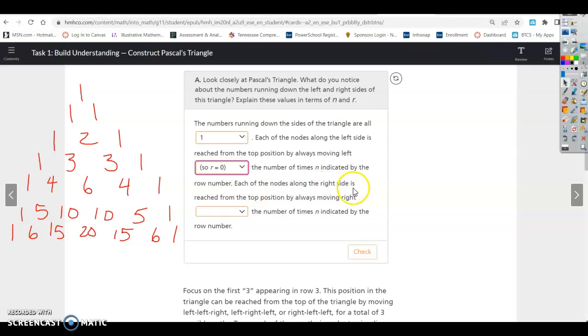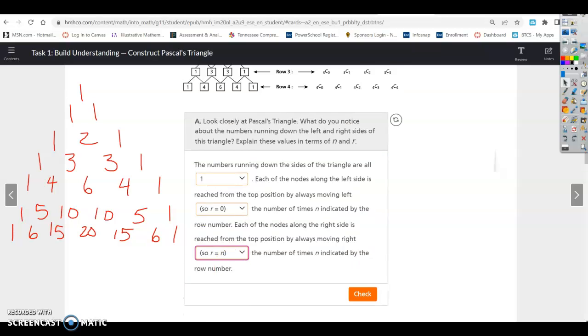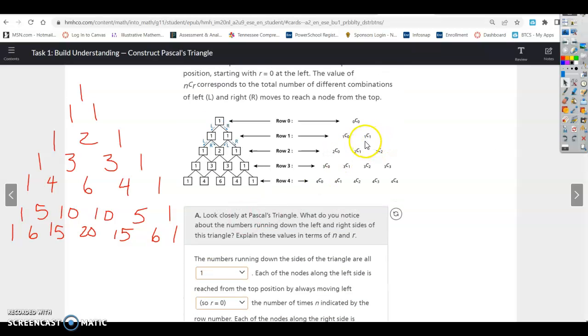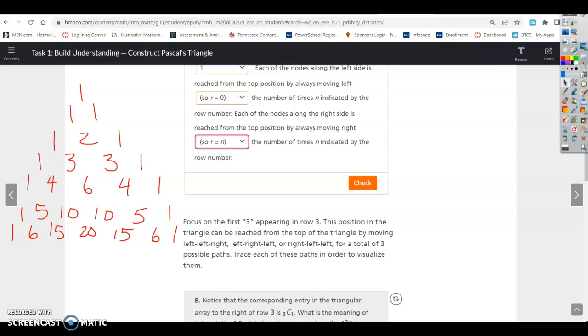Each of the nodes along the right side is reached from the top position by always moving right. Okay, when you move to the right, r equals n. And you can see this up here. This one's 1, 1, 2, 2, 3, 3, 4, 4. So your row and the position are going to be the same on the right side.